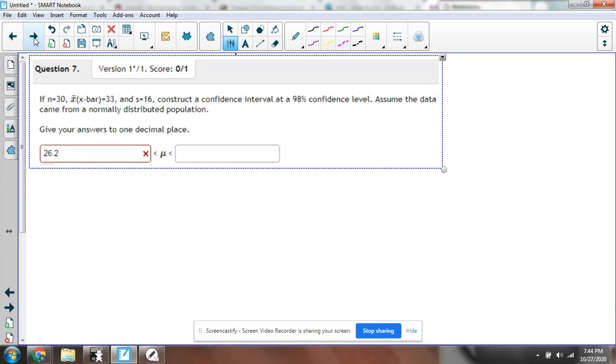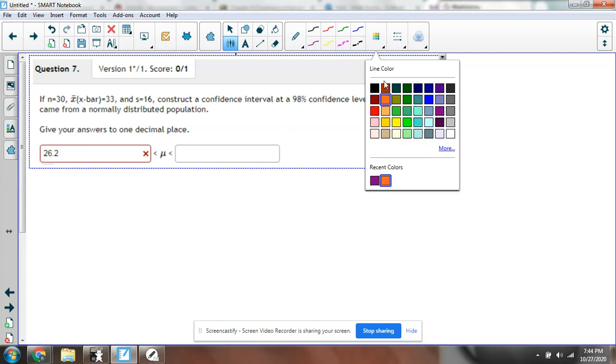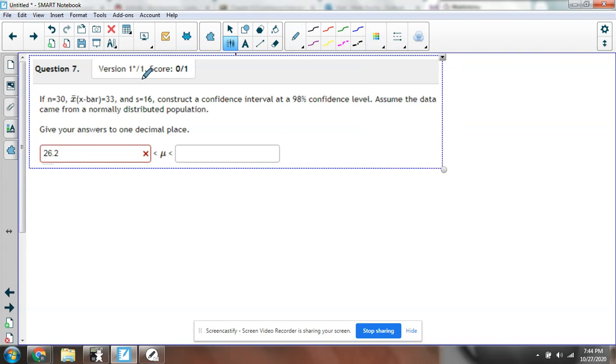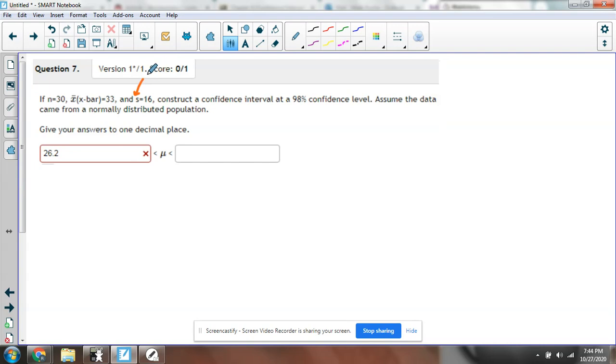And the last one says if n is 30, x bar is 33, and s is 16, construct a confidence interval at 98% confidence level. Assume that it is a normally distributed population. Okay, the important thing to notice here is that they didn't give us sigma, they gave us s. So s denotes it's coming from a sample. Okay, so when we don't know sigma, we have to use a t-interval.